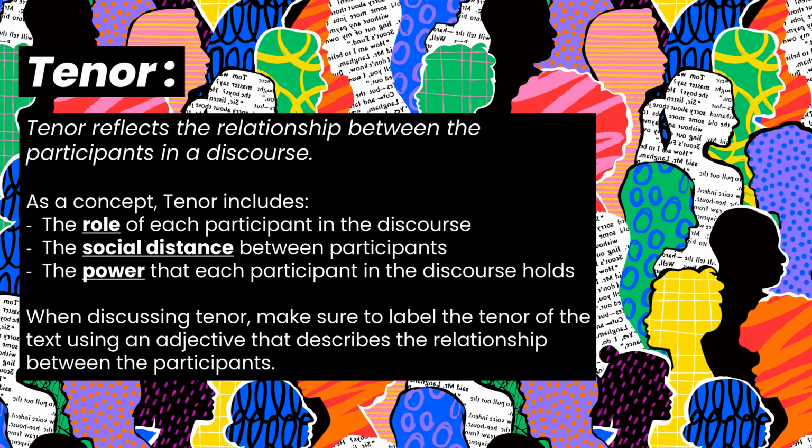When we're discussing tenor, it's a really good strategic choice to label the tenor of the text using an adjective that describes the relationship between participants to help set up your discussion of role, social distance, and power. So, for example, we might talk about a professional tenor or a friendly tenor and look at how each of those different tenors reflect the role, social distance, and power that the participants in the discourse have.